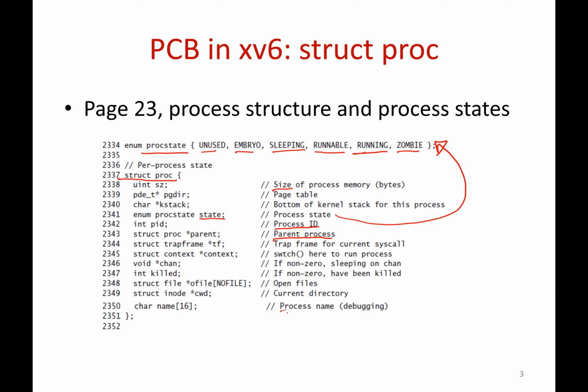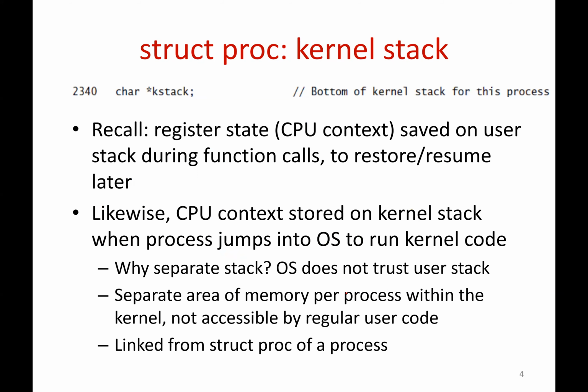Then there's also a process name. There's a pointer to the current directory where the process is running, right? A few other fields we are going to see in this lecture, and the other things you will study as you keep exploring x86 code in subsequent lectures. So first, let us see what is the kernel stack, right? This was a line of code in the struct proc in the previous slide. So what is a kernel stack?